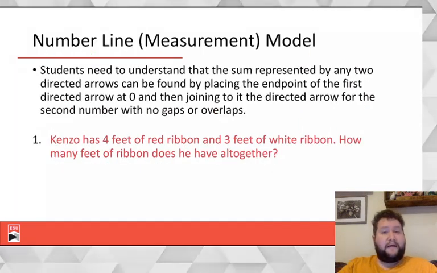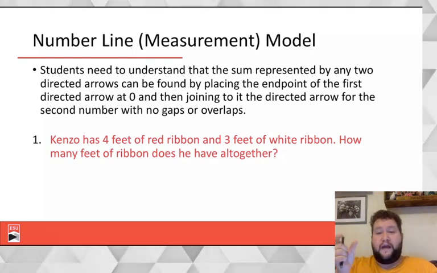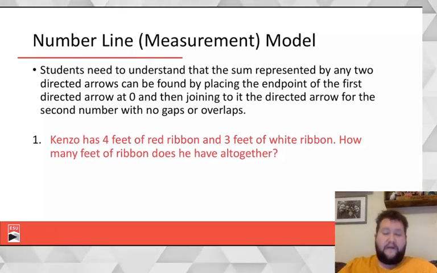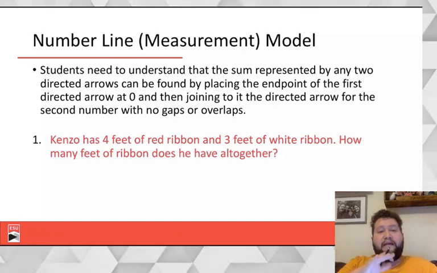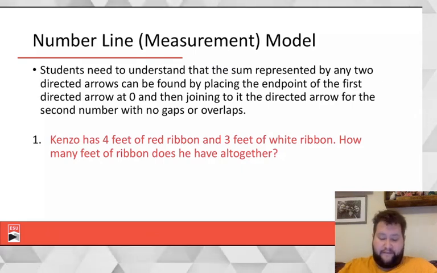Now a number line. It's important that students can understand that the sum of two numbers can be found by placing 2 arrows on the number line and figuring out where it ends. So for example, Kenzo has 4 feet of red ribbon and 3 feet of white ribbon. How many feet of ribbon does he have altogether?